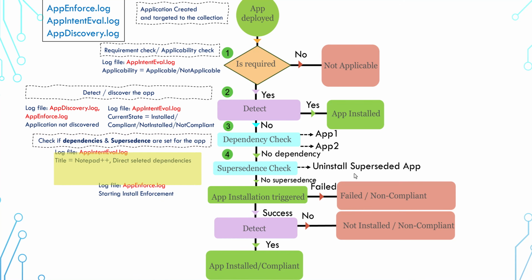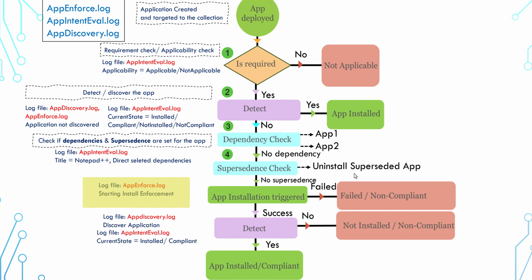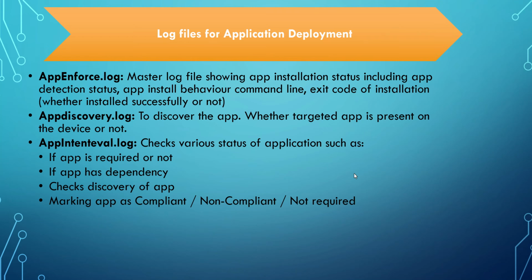Okay, once the application installation is triggered, the information will be captured in AppEnforce.log. And once the application is installed, I told you that it is going to do the detection one more time. You can find that information in AppDiscovery.log. It will be showing as the application discovered. AppIntentEval.log will also show you that the current state is showing as installed versus compliant. And finally it will be done.